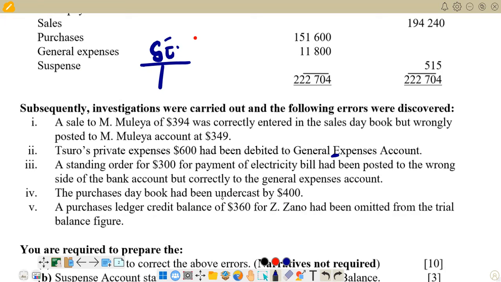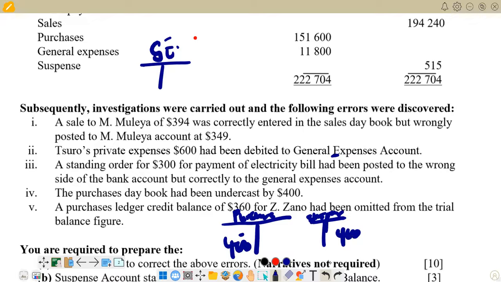If the purchase day book was undercast, the total of the purchase day book will be posted to the purchases account. So the purchases account was undercast by 400. It means we have a smaller figure on the debit side of the purchases account. So this is the purchases account, and we've got a smaller figure here on the debit side. We need to put the 400 which is missing. And obviously for the opposite entry, we go to the suspense, go to the opposite side and enter 400.